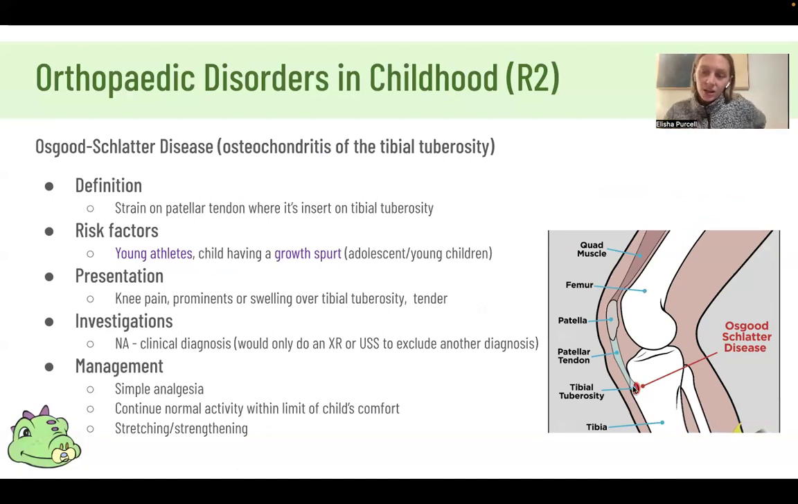Risk factors, how you're going to differentiate this condition in an exam setting will be a young athlete or the child's having a growth spurt, and they're going to have this knee pain or a tender swelling over that tibial tuberosity. Investigations, clinical diagnosis. Management is really just simple analgesia, supportive, you can refer to physio. But I think the main thing to remember is they can continue normal physical activity just within the child's level of comfort, obviously.